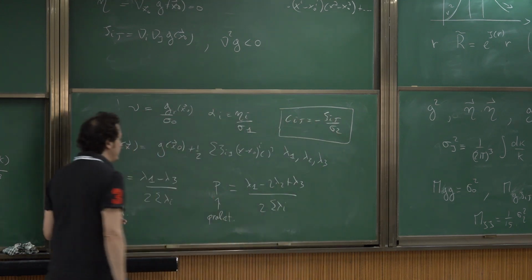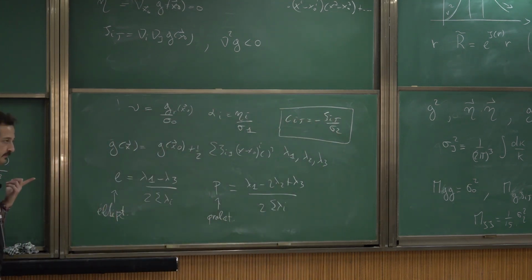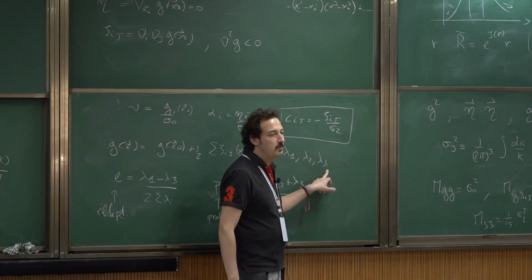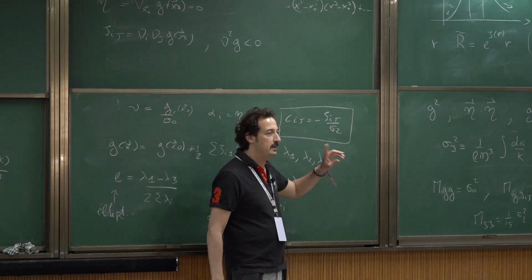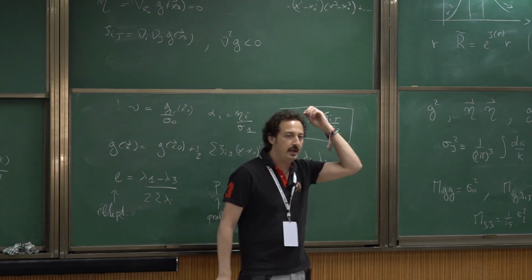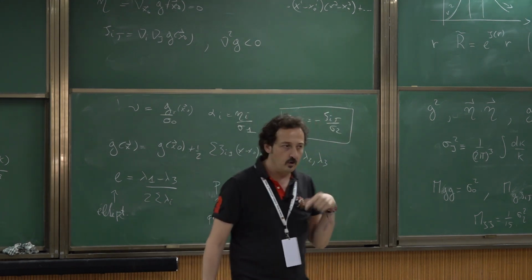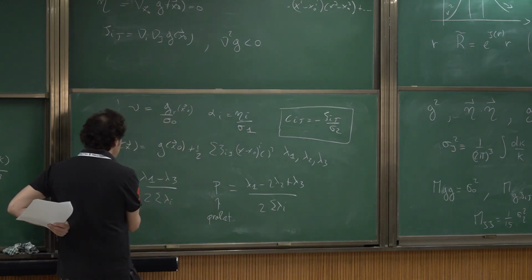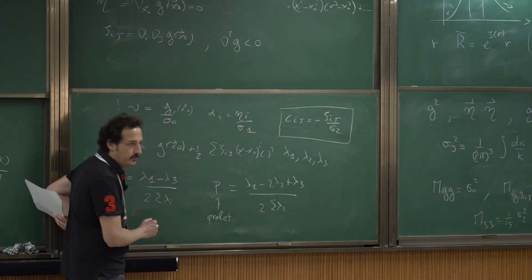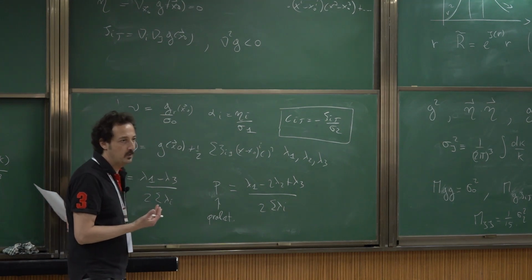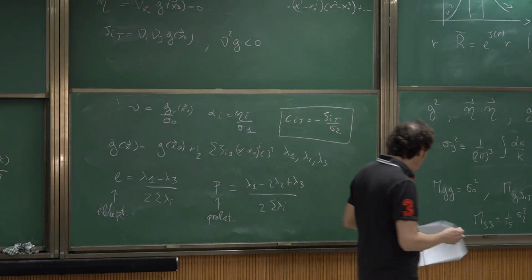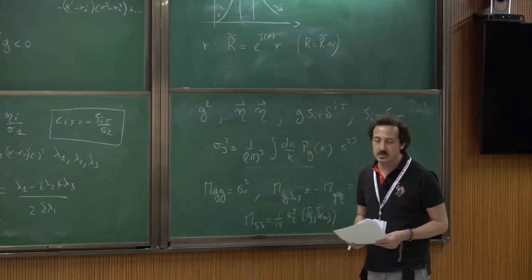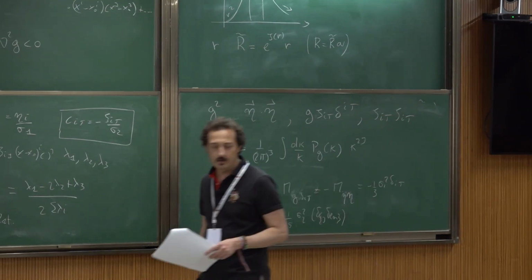Now you can see that in the case of spherical symmetry, all the eigenvalues are the same, because spherical symmetry means there is no preferred direction, so the Hessian has all three values equal. If all three values are equal, the ellipticity is 0 and the prolateness is 0. This is a sphere. Otherwise, it's an ellipsoid. What we want to see is how close we are to a sphere. That's the idea.